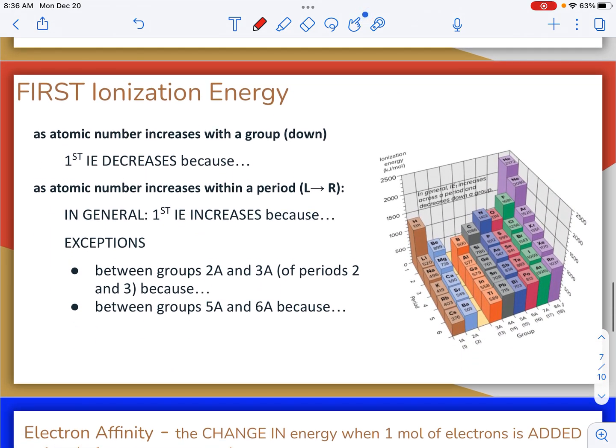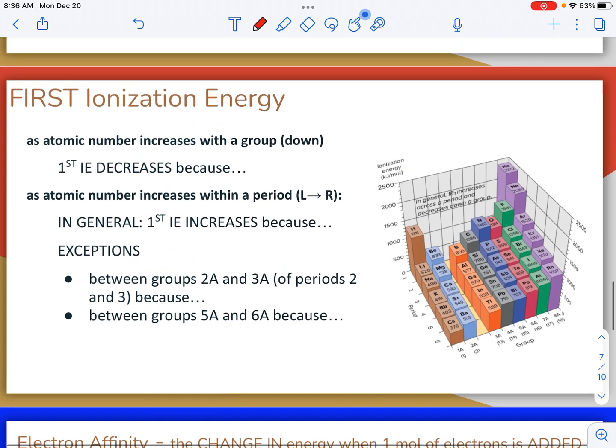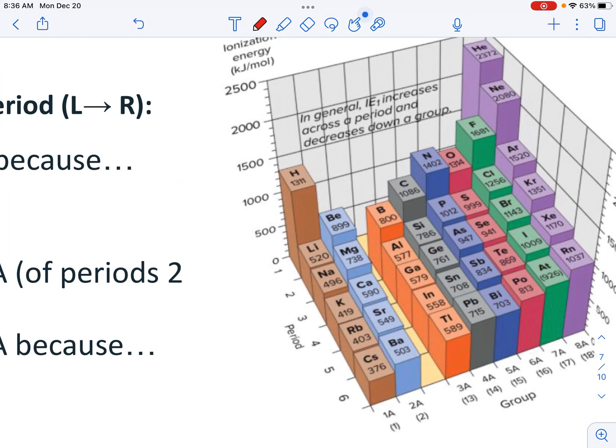The next thing that I want to talk about then is the overall pattern. First ionization energy, remember, removing only one electron. Overall, the pattern is that as you go down a group, the atomic number increases within a group. The first ionization energy decreases. This is not a perfect pattern, but for the most part, we see that as you go down a group, it gets easier to remove that electron. This is largely because the electron is far from the nucleus in a higher energy level, and there's increased shielding. As you go across a period from left to right, you can see that for the most part, it increases as you come across the period.